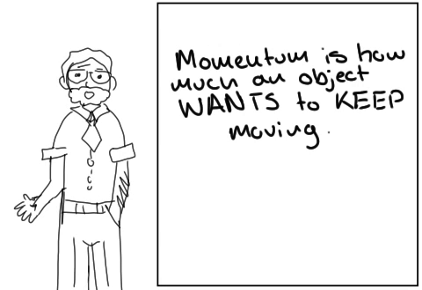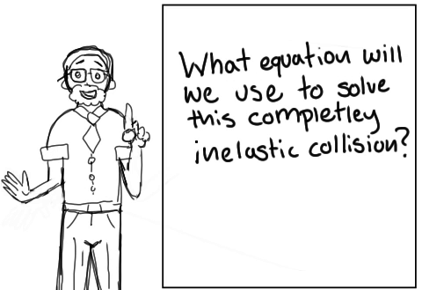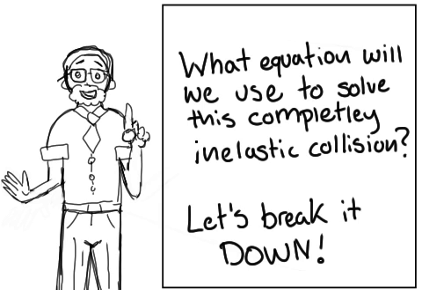Momentum is how much an object wants to keep moving, and P is the letter we use in equations to describe it. Momentum equals mass times velocity, or P equals mv. What equation will be used to solve this problem? Where do we even start? It may seem confusing, but let me break it down.